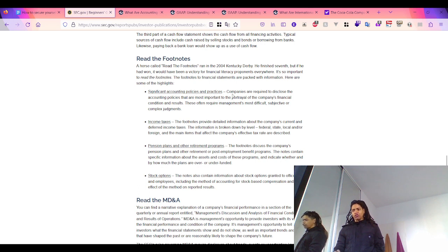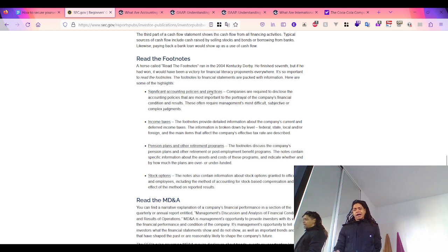Companies are required to disclose the accounting policies that are the most important to the portrayal of the company's financial condition and results. These often require management's most difficult, subjective, and complex judgment. But in any case, here are the things that are packed in the footnotes of the financial statement. Significant accounting policy and practice.